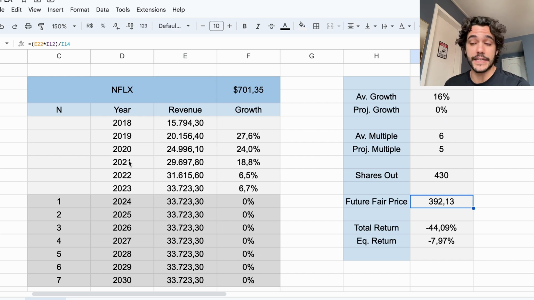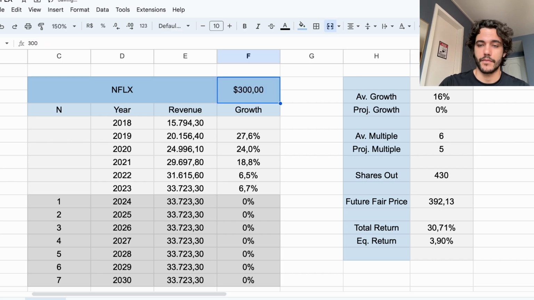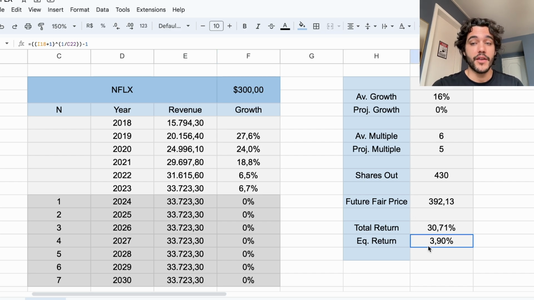So the question now is, at what price would I need to buy them now to get around a 10% return based on these very pessimistic assumptions? So let's say I managed to buy Netflix at, let's say, $300. This would mean that my equivalent return, based again on these very pessimistic assumptions, would be 3.9%, which would be still low.